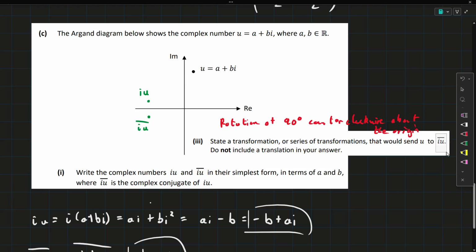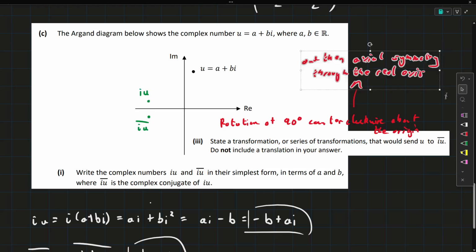Sorry, it says iu conjugate, so where we got to here with the 90 degree rotation, we actually have to get to here. So we have the 90 degrees counterclockwise, and then you could imagine if we mirror it along the real axis, we could say axial symmetry. That's what it's called. So we can say axial symmetry through the real axis. That just means that we're doing axial symmetry vertically. I'm sure if you said mirror, they'd be fine, but they can be a bit picky about the wording. So axial symmetry is the correct word you should use.